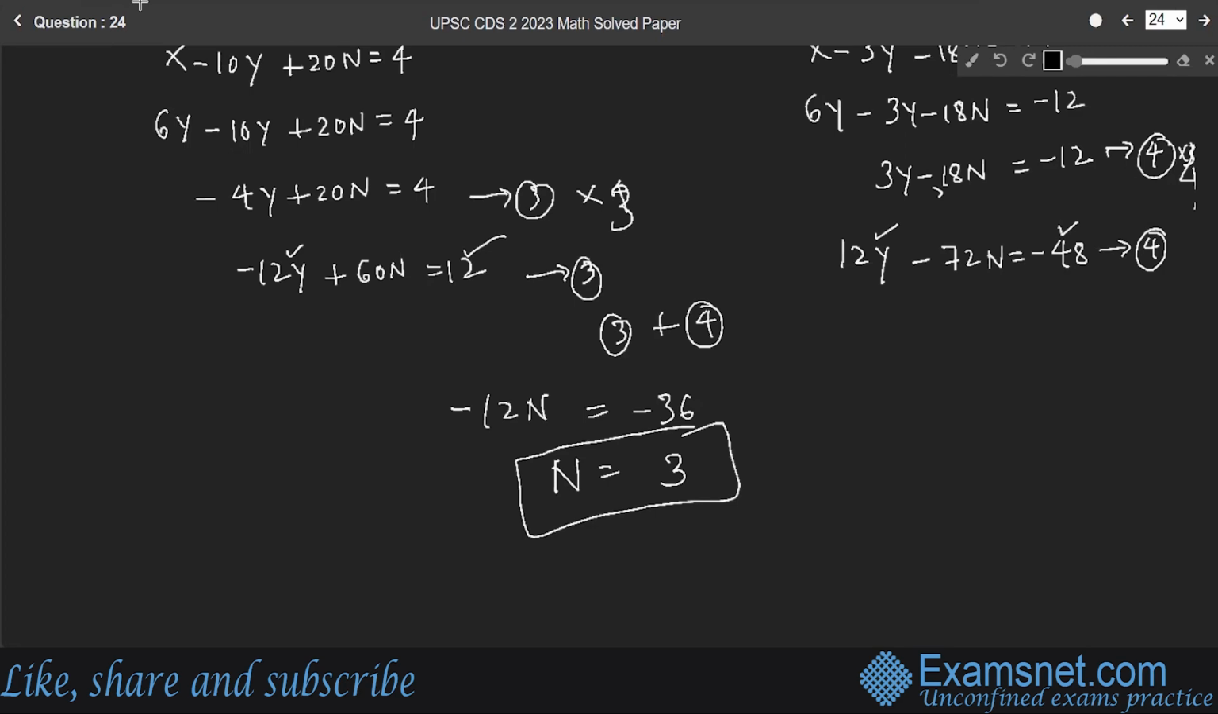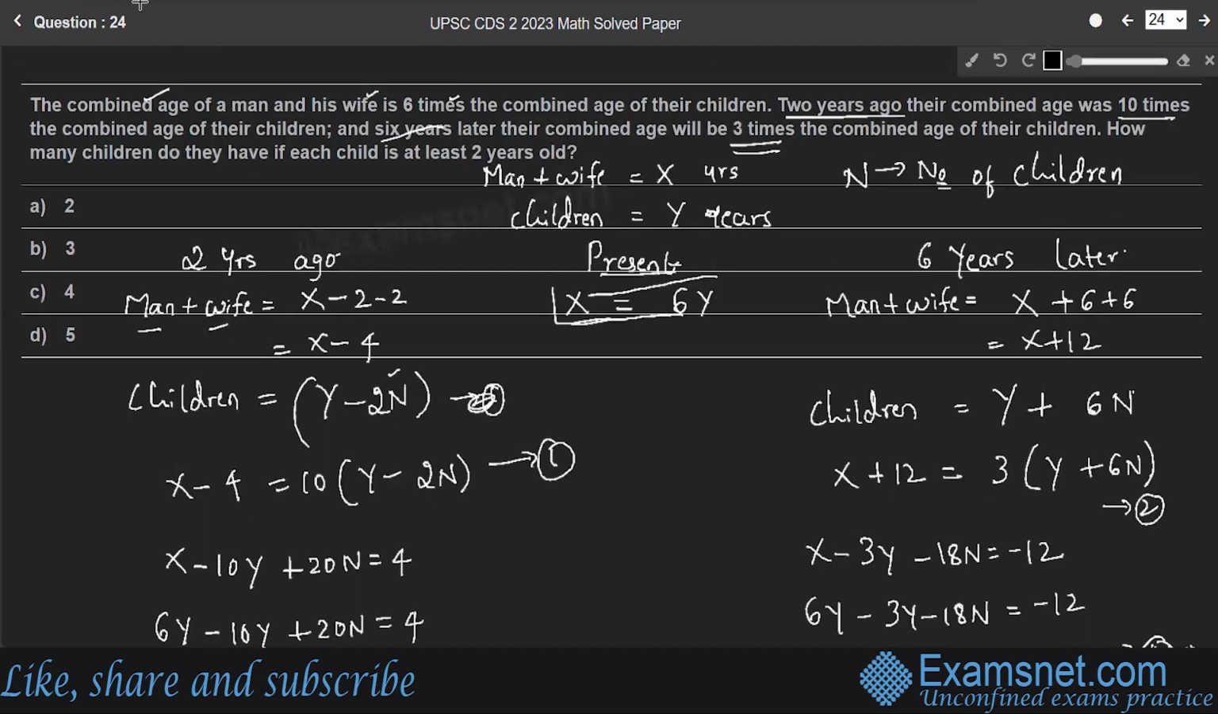What is n? It is the number of children they have, right? Value of n is 3. Therefore, how many children do they have? If each child is at least 2 years old, they have 3 children, right? Therefore, option B is the right answer.